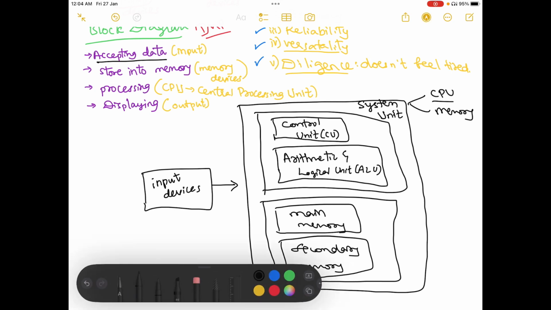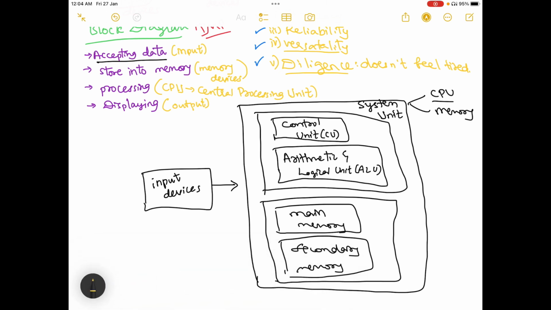ALU does it. Okay. So if there is any operation that needs to be performed, then your ALU will perform those arithmetic and logical operations like subtraction, addition, multiplication or logical operations. Those kinds of operations will be performed by your ALU unit. Now your control unit, it will be having control over everything.